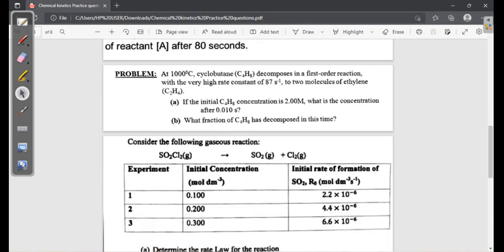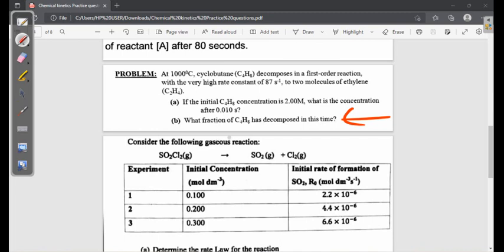Alright, we're on the next question. I think this one is also straightforward. It's also first order, and the rate constant has been given, and the initial has been given. What is the concentration after? So you're finding the final concentration. We've already answered that one. And then now, what fraction has decomposed in this time?